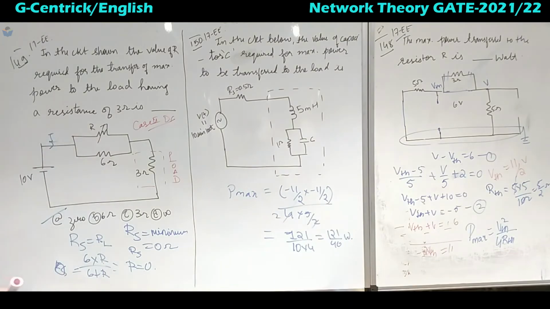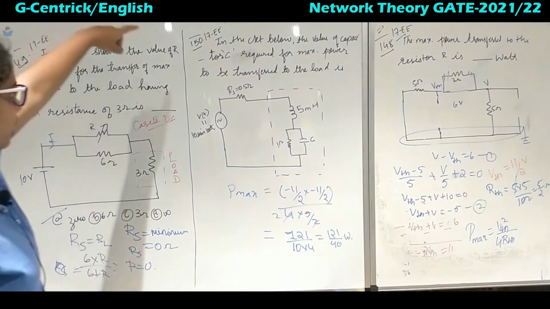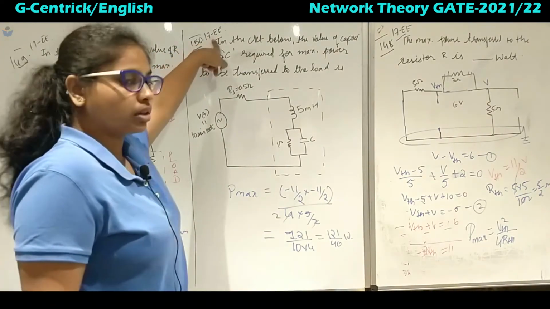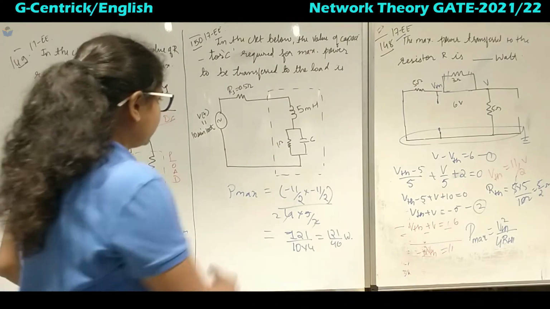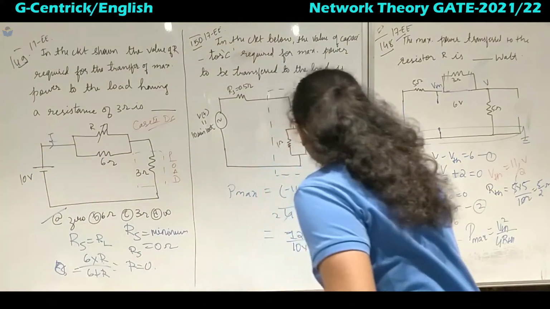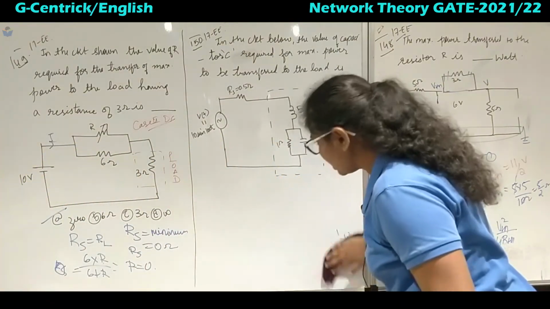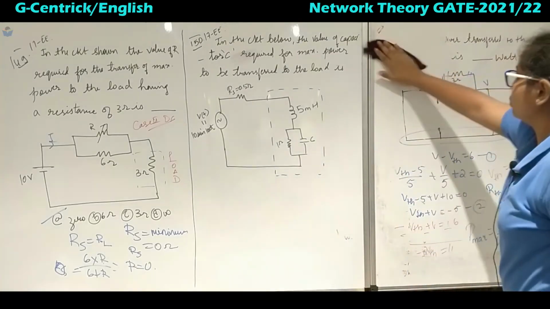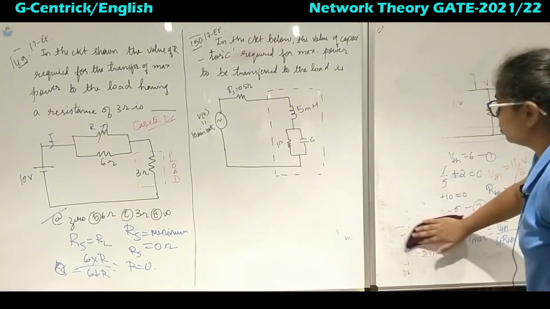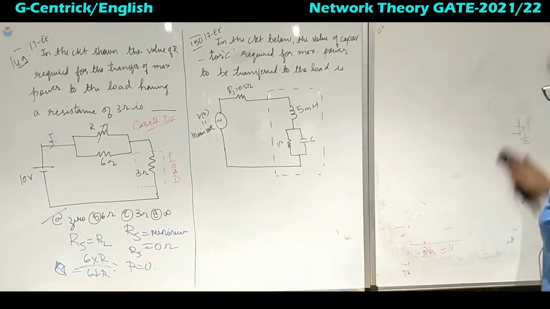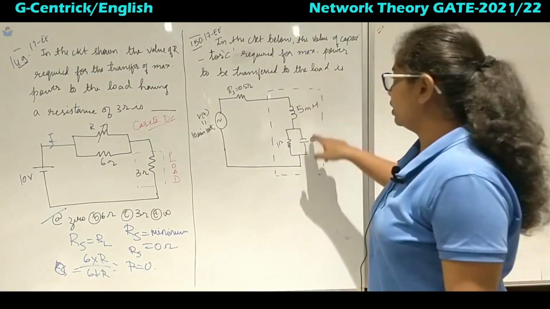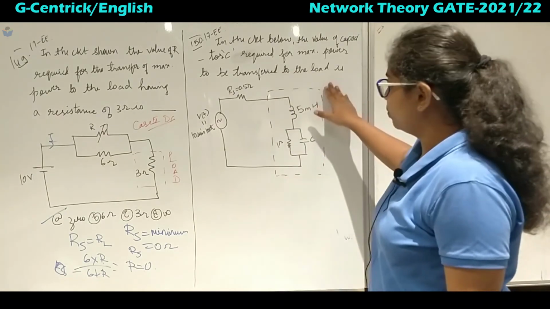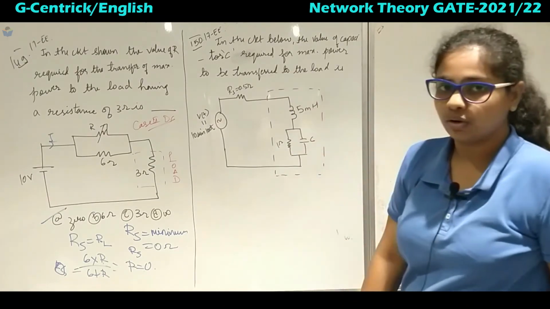Next, coming to this 150th question. So this was asked in the 2011 electrical branch, and this 150th question was also asked in electrical in 2017. Okay, so now this is the AC circuit. Till now we have seen only the DC circuit part. Coming to this AC circuit, in the circuit below, the value of capacitor C required for maximum power transfer to the load is. So this whole thing is the load. Okay, so we have to find the value of C.